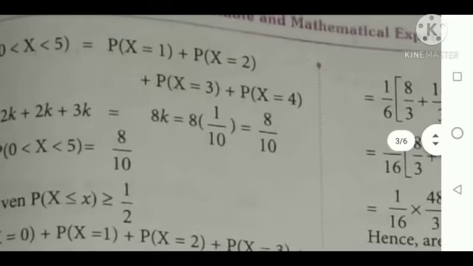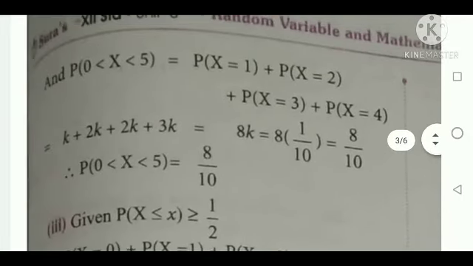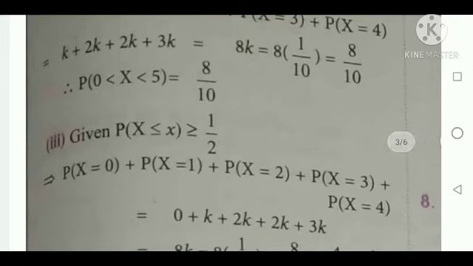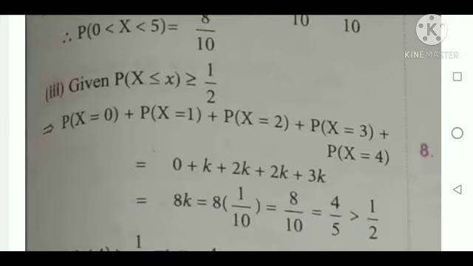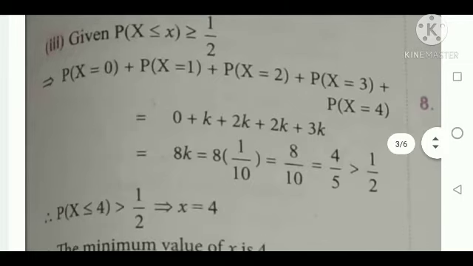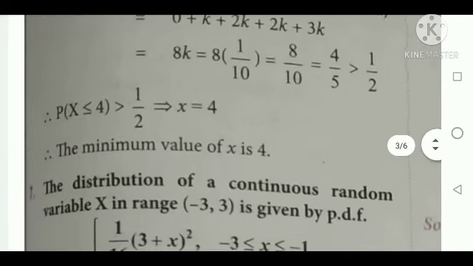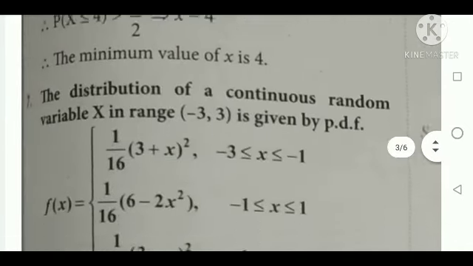Then the next one is p of x between 0 and 5, that is p of x equal to 1, 2, 3 and 4, since less than 5 includes 1, 2, 3, 4. After adding we get 8k, so 8 into 1 by 10 is 8 by 10. The next one is to find the minimum value of x such that p of x less than or equal to x is greater than 1 by 2. After finding 8k we get 4 by 5, which is greater than 1 by 2. So the minimum value of x is 4 here.